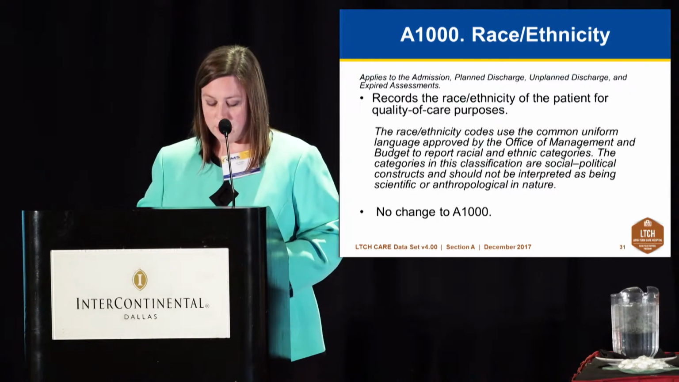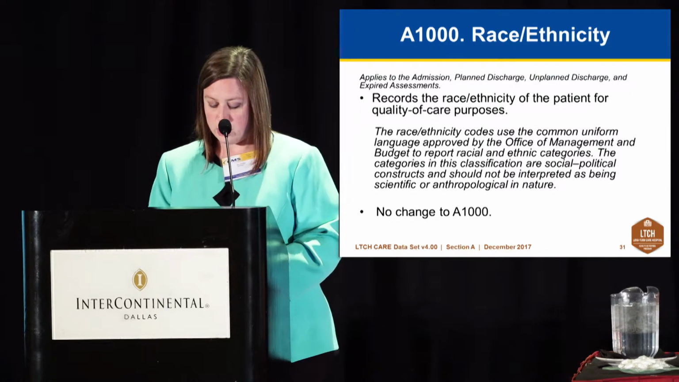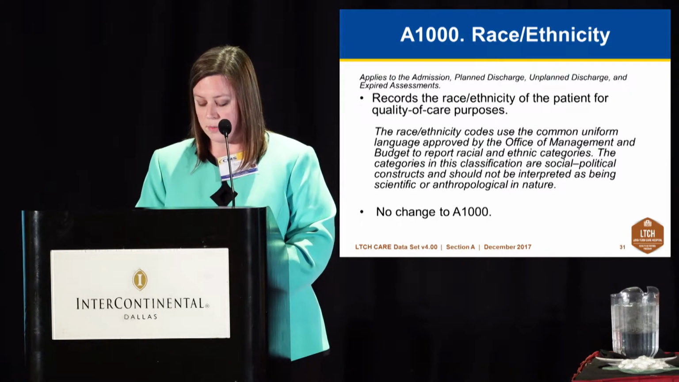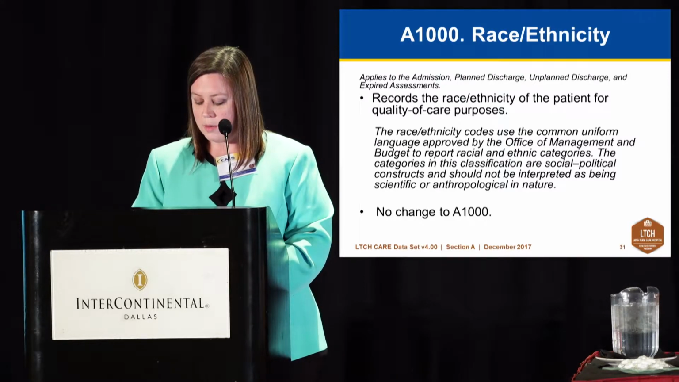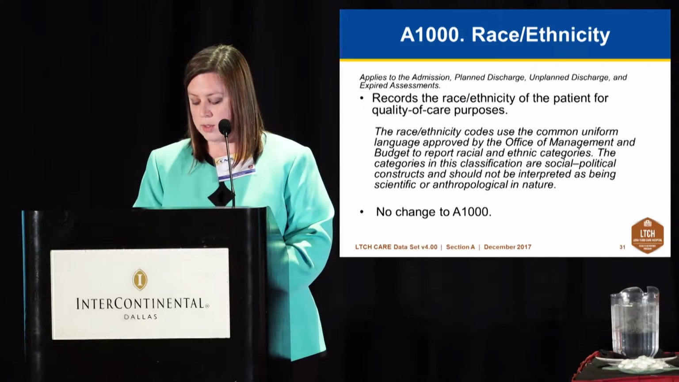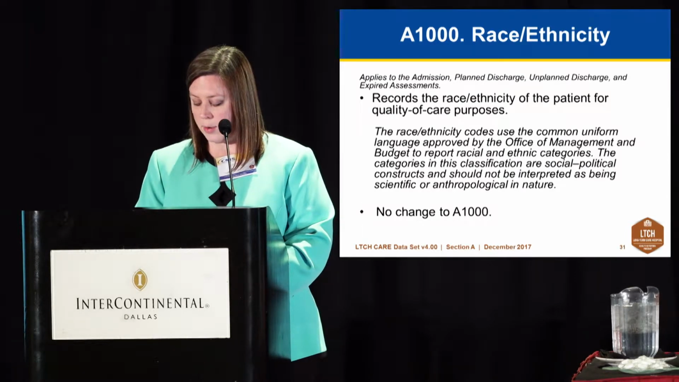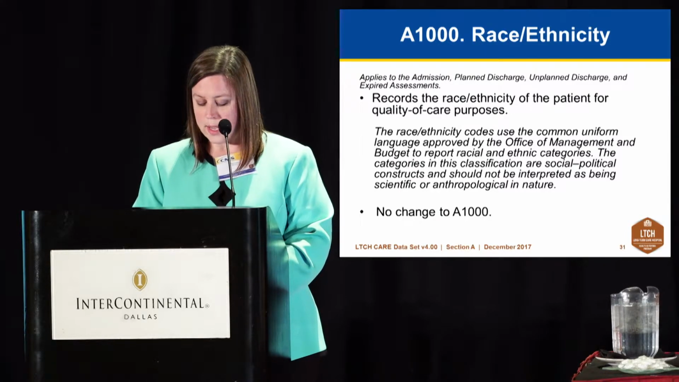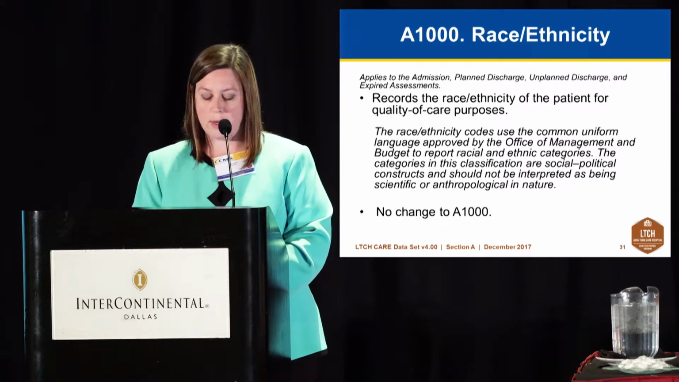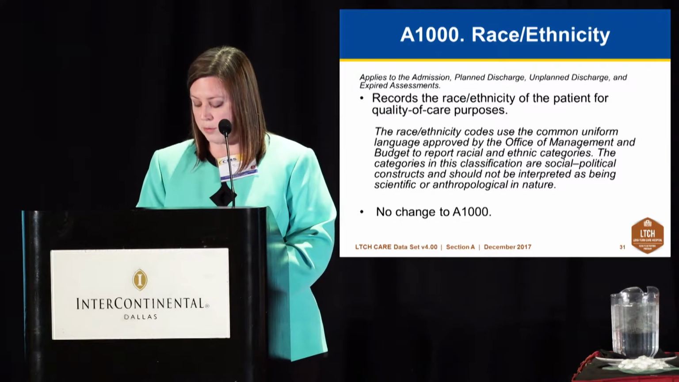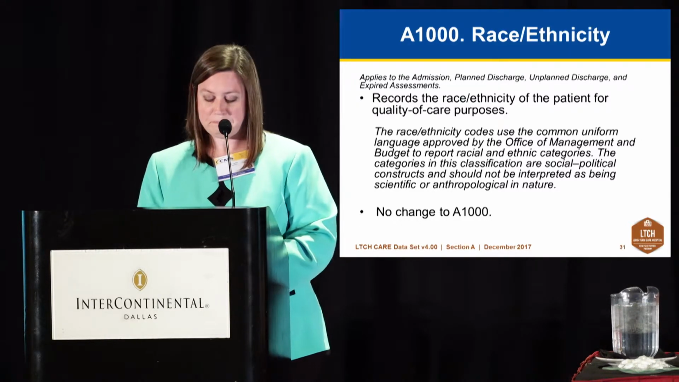Section A1000 has no changes. This section represents race ethnicity codes. The race ethnicity codes use the common uniform language approved by the Office of Management and Budget to report racial and ethnic categories. The categories in this classification are social, political constructs and should not be interpreted as being scientific or anthropologic in any nature.